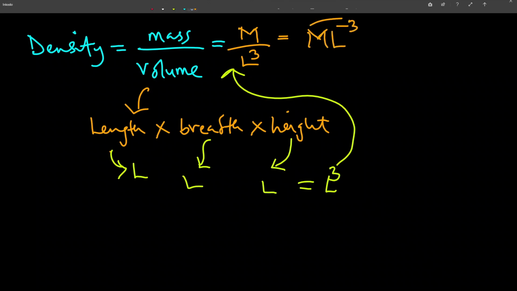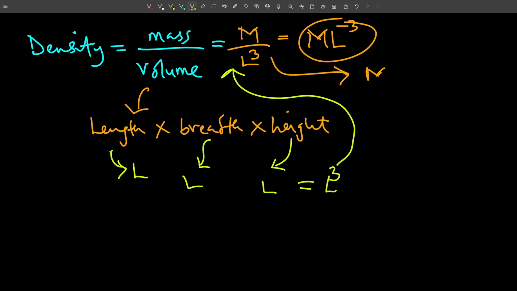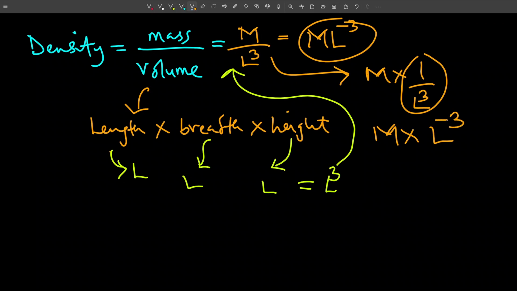In case you don't know how I got minus 3, let me break that down. This here is going to give me M times 1 over L raised by 3. There's a law that says that this will be equal to L raised by minus 3. It's a law of indices, okay? So when you multiply this, what do you have? M L raised by minus 3.